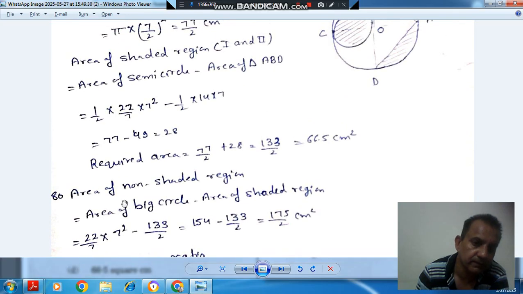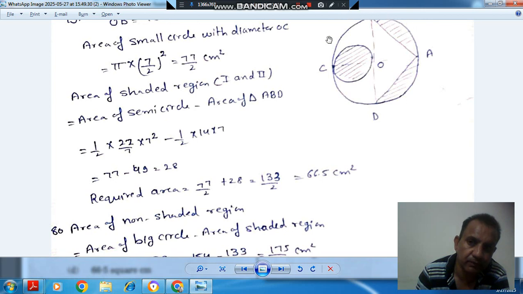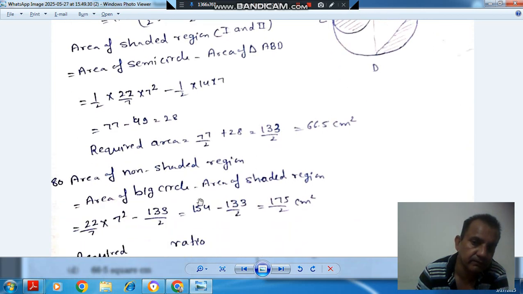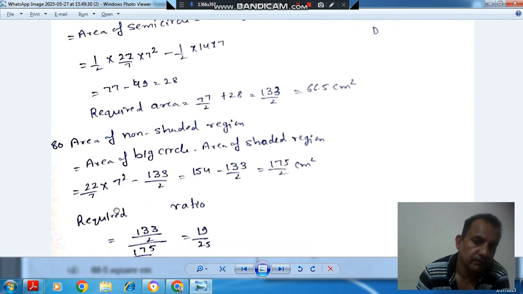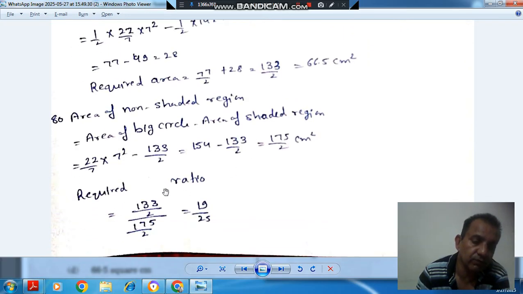Now to find the ratio of the area of the shaded region to the non-shaded region, we need to find the area of the non-shaded region. The area of the non-shaded region will be the area of the circle minus the area of the shaded region. The area of the big circle is pi r square, where r for the big circle is 7 and pi is 22 by 7. And the area of the shaded region we have calculated, that is 133 by 2. So it will come out as 175 by 2. The required ratio will be the area of the shaded portion, 133 by 2, to the area of the non-shaded portion, 175 by 2. So that will be 19 by 25.